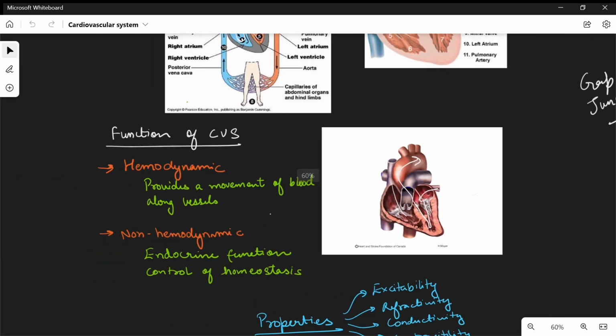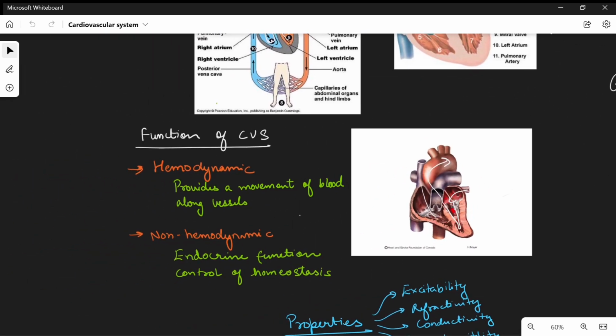What is the function of the cardiovascular system? There are two main functions: hemodynamic and non-hemodynamic. Hemodynamic means providing movement of blood along vessels, and non-hemodynamic means endocrine function, and homeostasis, basically control of temperature.